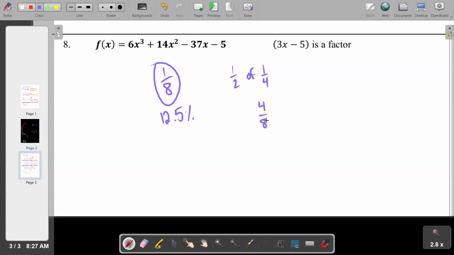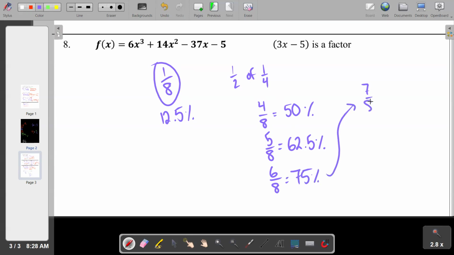What's 4 out of 8? That's 50%. Good. What's 5 out of 8? Add another 12.5%. What do you get? 62.5%. Add another 12.5%. What's 6 out of 8? That's 3/4 of the pizza. So since we're at 7/8 of the way done, add another 12.5%. How's that for some good real world sensible mathematics for you, right?